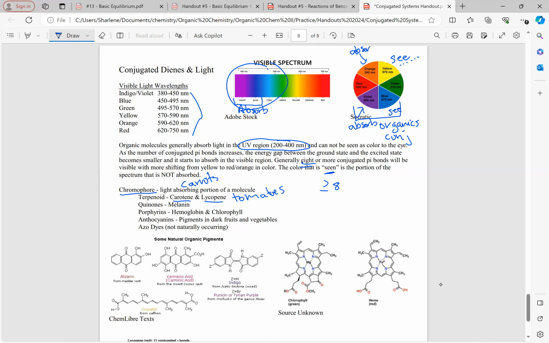And then there's the quinones. And the one that we really appreciate is something called melanin. There's porphyrins, which are surrounded by rings, and hemoglobin and chlorophyll. There's lots of them, but these are the ones I thought you'd recognize. The anthocyanins, these are these really deep pigments, like in red cabbage and huckleberries and the deep blue in blueberries. Okay, so those are those dark pigments.